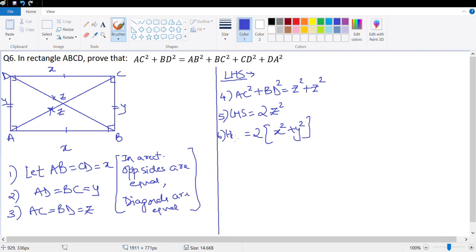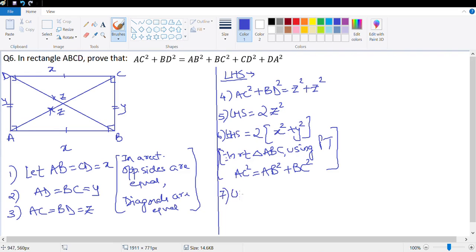Let's write the reason. In right triangle ABC, using Pythagoras theorem, we get AC square is equal to AB square plus BC square. So this gives us the left hand side is equal to 2x square plus 2y square.